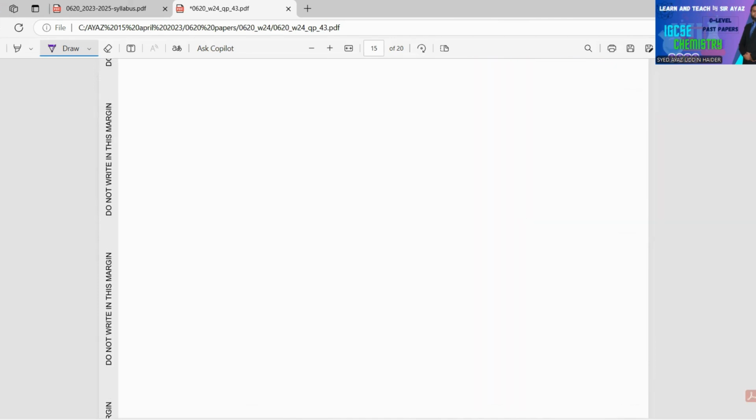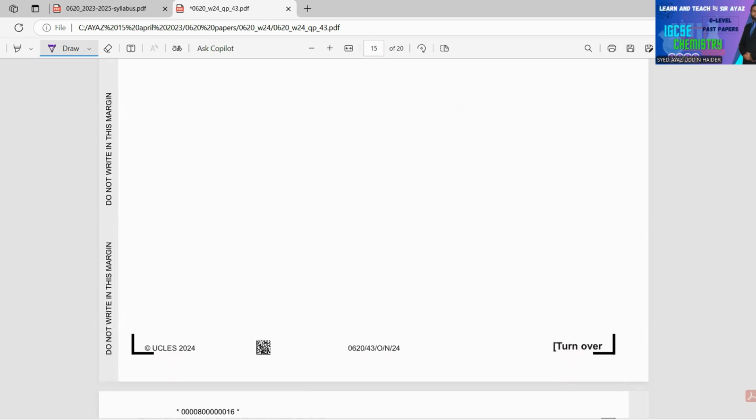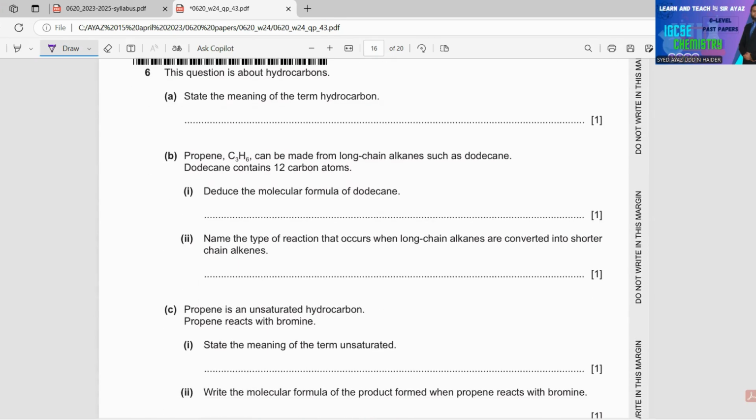Moving to the next question, which is the last question of this paper. Question number 6. This question is about hydrocarbons. A. State the meaning of the term hydrocarbons. Compounds which contain carbon and hydrogen only.